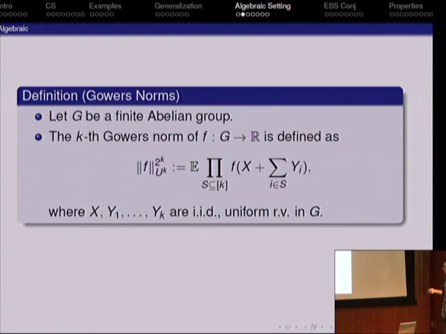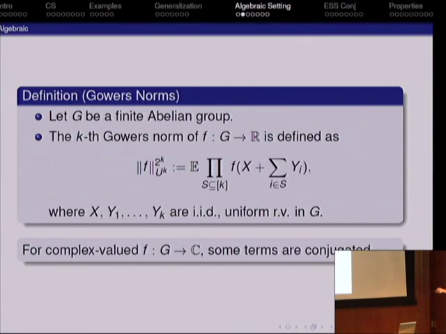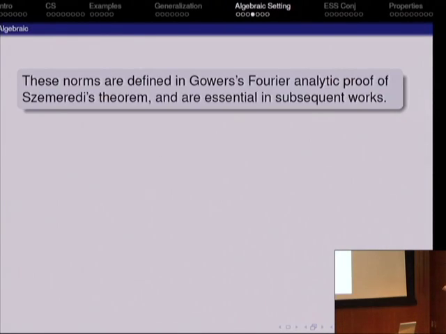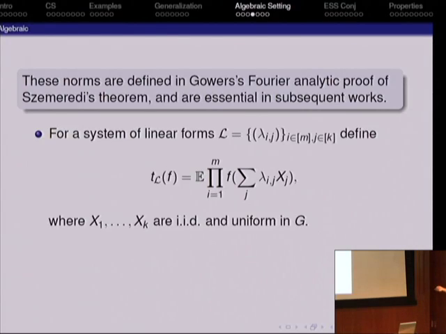So these are called Gowers norms, Gowers uniformity norms. And they can be defined for complex valued functions. So some of these terms will be conjugated. So for example, the U2 norm is defined this way. There are 4 terms when you sample. These 2 are conjugated, and U3 is defined with 8 terms, and these 4 are conjugated. So it's really an analog of what we have been doing with graphs and hypergraphs, in the abelian case. And they were defined in Gowers's Fourier analytic proof of Szemerédi's theorem, and they really appear in all the subsequent works, like the Green-Tao theorem and Balog's work and many other related works.